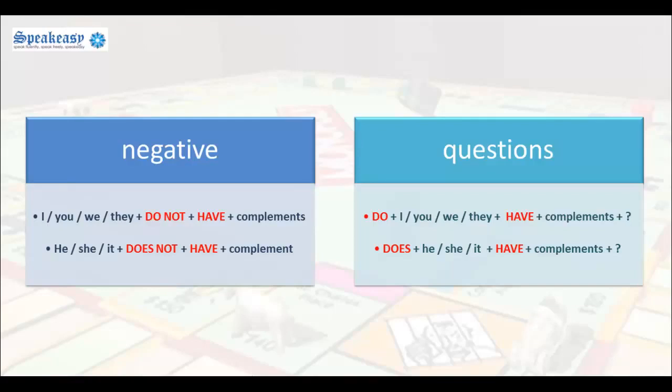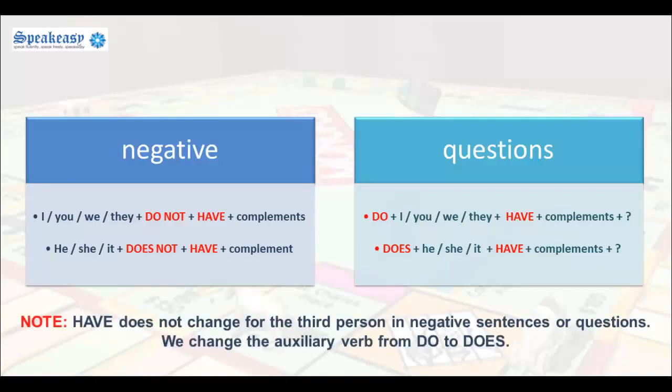For questions, we use the auxiliary verb do first. Do plus I, you, we, or they, have plus a complement. Does he, she, it have plus a complement. Note that have does not change for the third person in negative sentences or questions. We change the auxiliary verb from do to does.